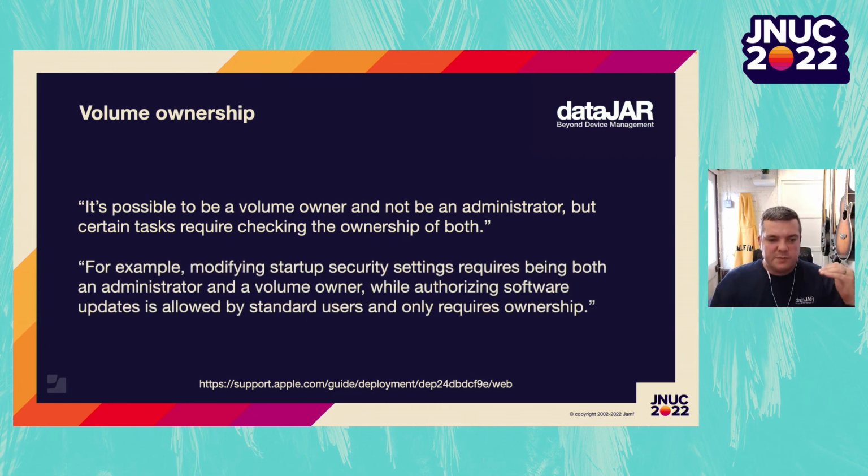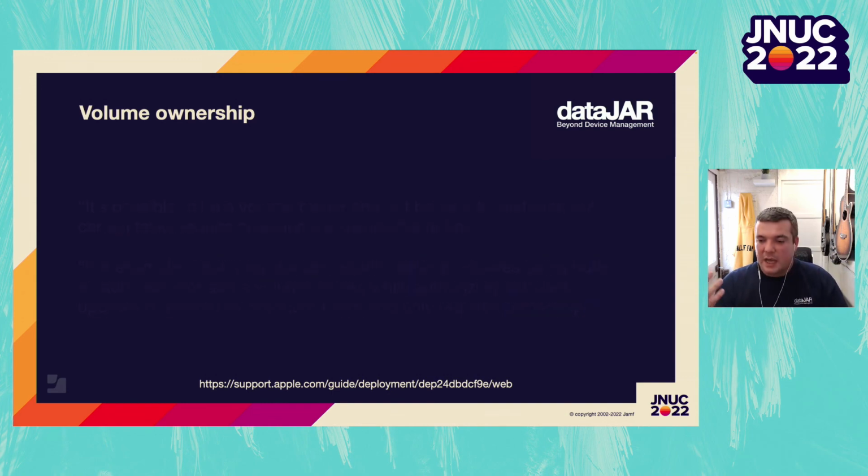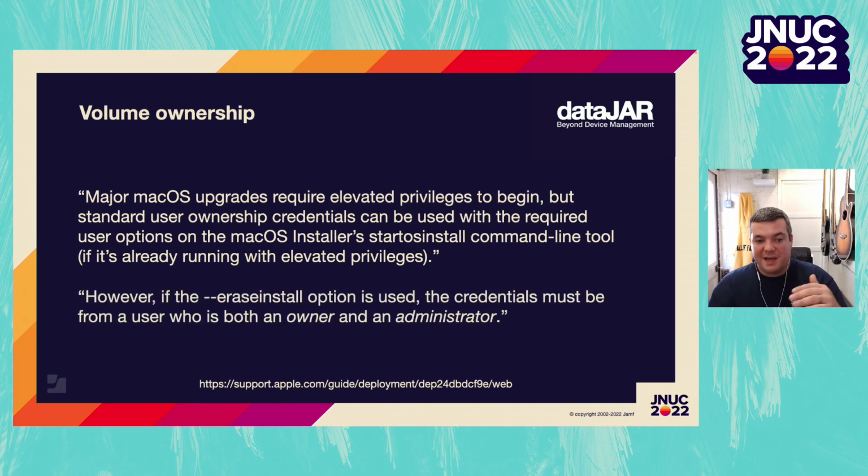Now, this is the other thing as well. It's possible to be a volume owner and not administrator, but certain tasks require checking volume ownership of both. For example, modifying startup security settings requires both an administrator and a volume owner. A screen we saw a moment ago, the black screen. So someone booting into that to authenticate to change those settings manually would have to be an admin who's also a volume owner. And authorizing software updates is allowed by standard users. It only requires ownership. However, major macOS upgrades require elevated privileges to begin. Standard user ownership can be used with the required user options using the startosinstall command line tool. But for erase installs, it needs to be an administrator.